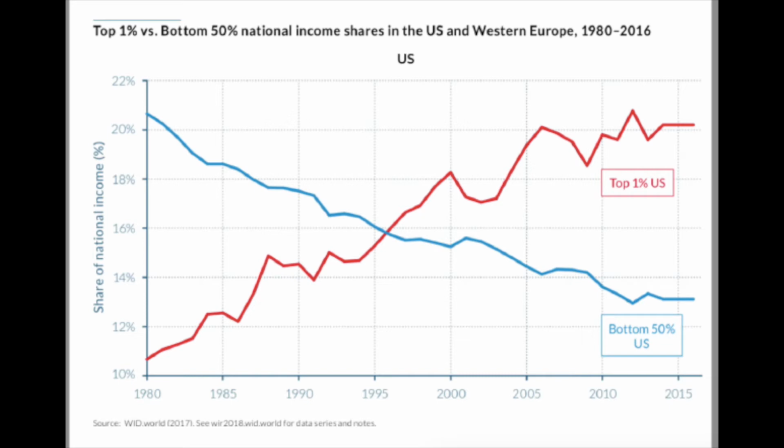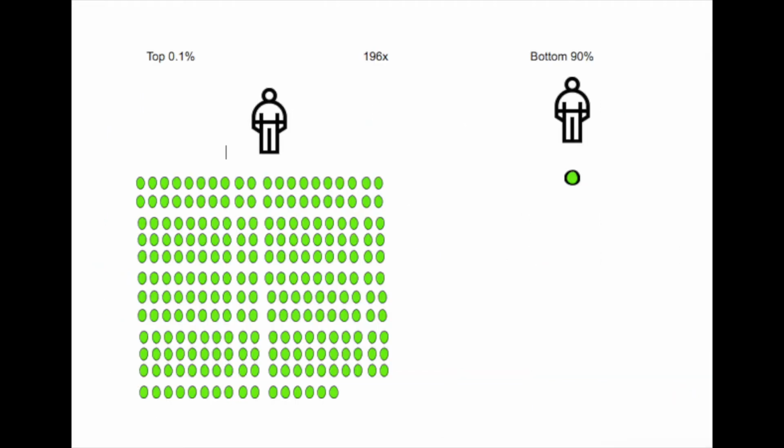Since the 1980s, the national income share going to the top 1% has increased dramatically, whereas the national income share going to the bottom 50% has been decreasing. This means that wealth has been increasingly concentrating among the wealthiest members of society. The richest 0.1% take in about 196 times as much as the bottom 90%.